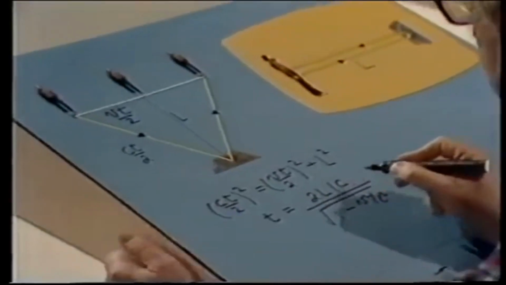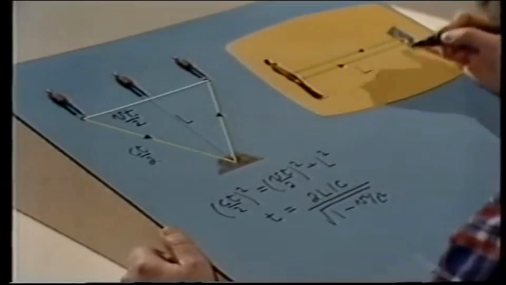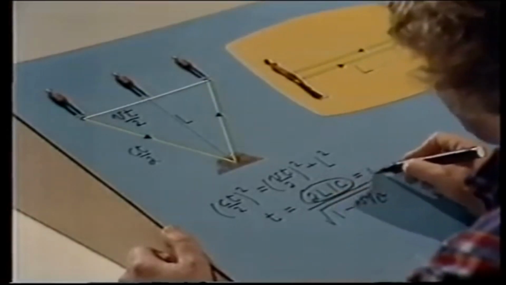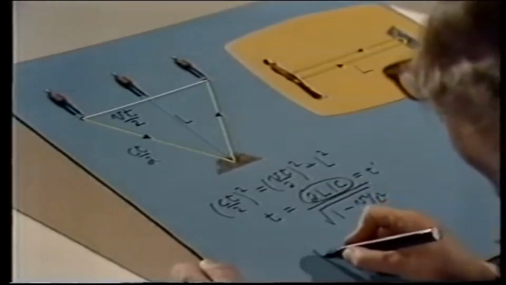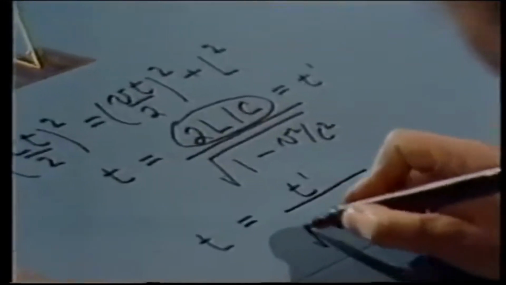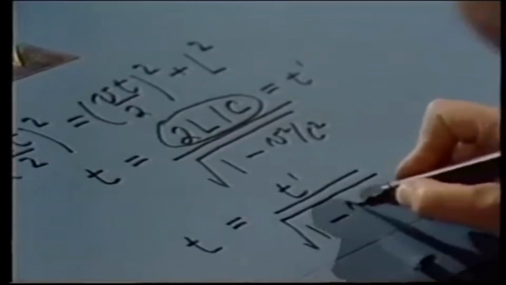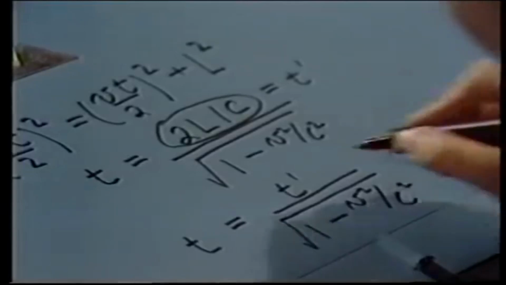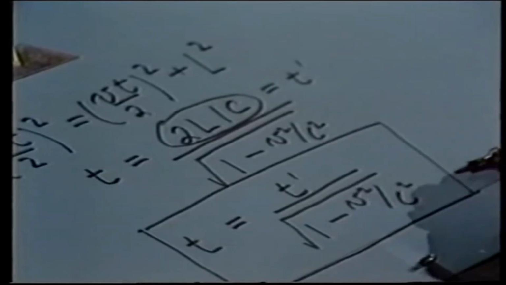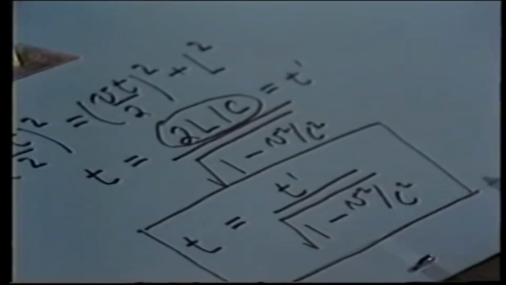Now, 2L over c, what's that? Well, that's just what Jeremy called his t prime. So I can put this equal to t prime, and I get my final result. T is equal to t prime divided by the square root of 1 minus v squared over c squared. That's a nice little neat formula. And in fact, when v over c is 60% of the velocity of light, as it was for Jeremy, and you put 4 seconds in here, you'll get 5 seconds out here. So, in fact, that checks with what we got before.